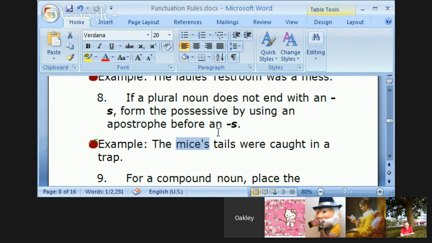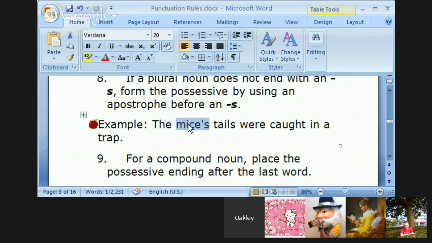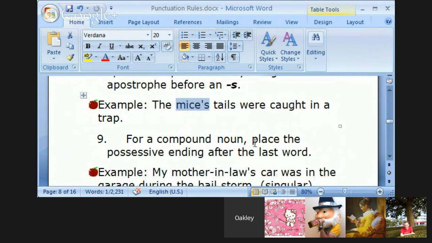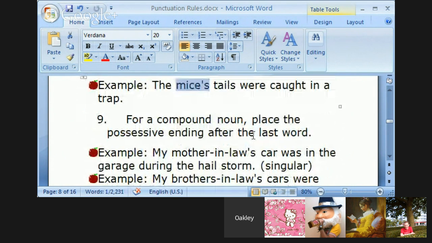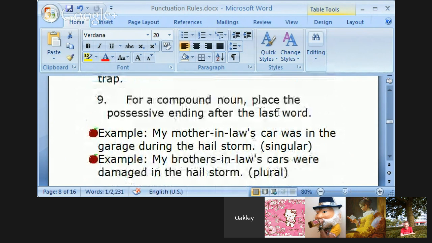Good. Because you have the apostrophe doing basically two things: either showing possession, or used as a substitute to show that a letter, or maybe even more letters, like Heidi's example, government, some letters have been dropped. Okay, important to note for a compound noun, place the possessive ending after the last word.